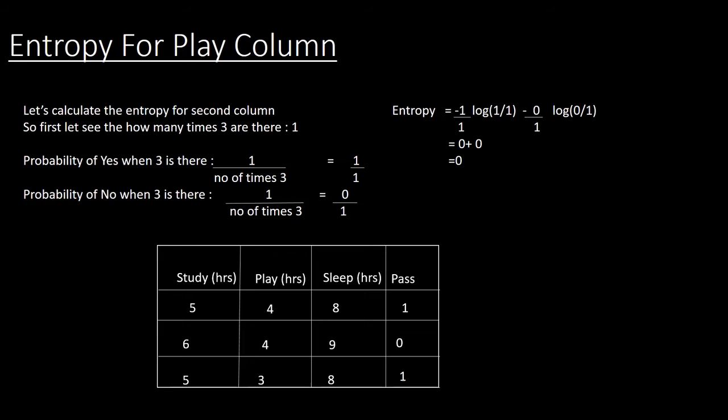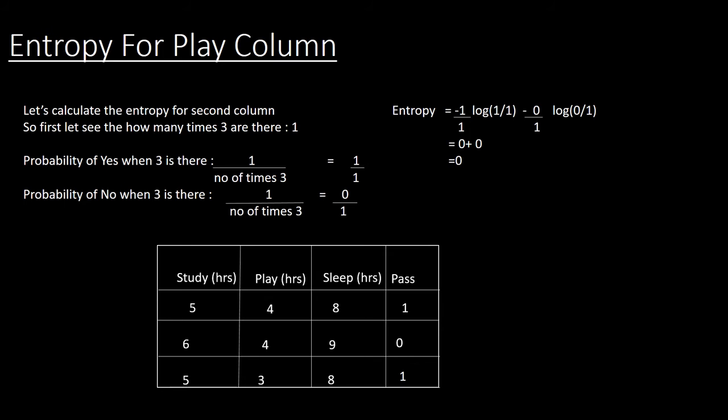Now let's see for the second column. So first see how many times 3 is repeated. According to that, how many times we are getting yes in our output with 3. So the probability will be 1. We are not getting output as no with 3 in the second column. Finally our entropy will be 0.